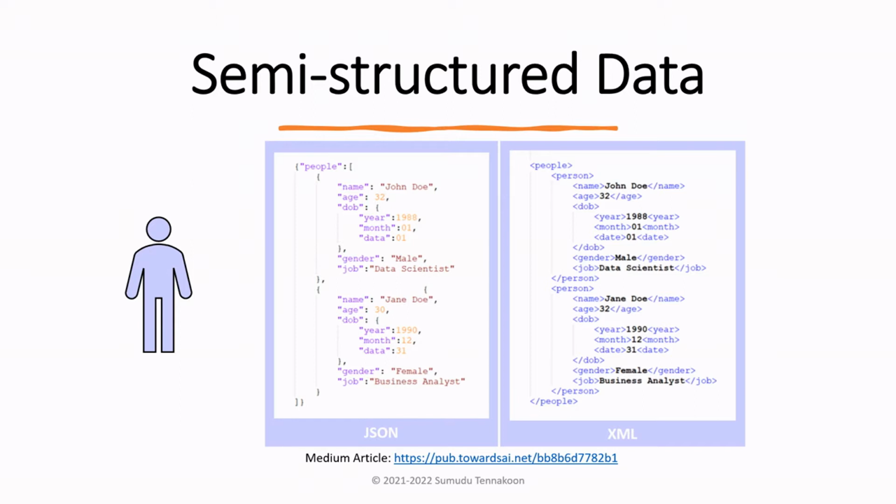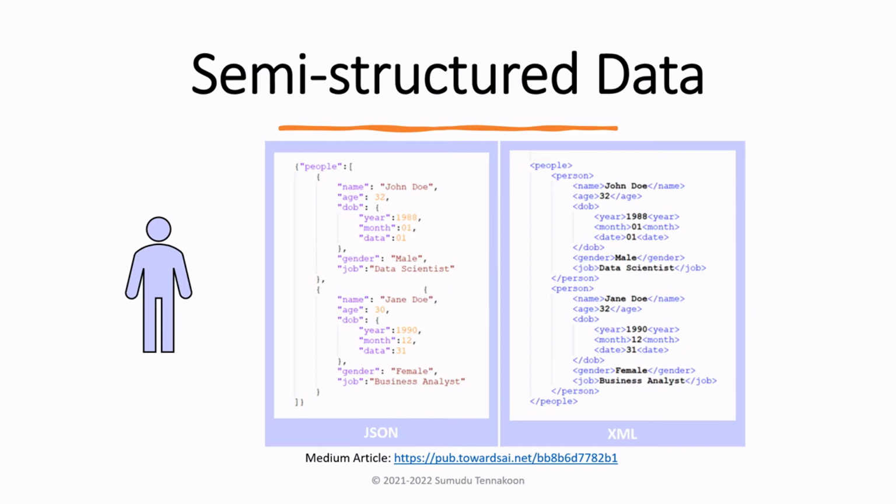In a JSON object, we have two things: one is key and the other one is value. Things like name, age, date of birth will become keys for the innermost JSON object, and Jane Doe is the value for key name. 32 is the value for age. The innermost JSON object will become a value for the outermost JSON object named people. Like that, you can maintain a hierarchical format with JSON.